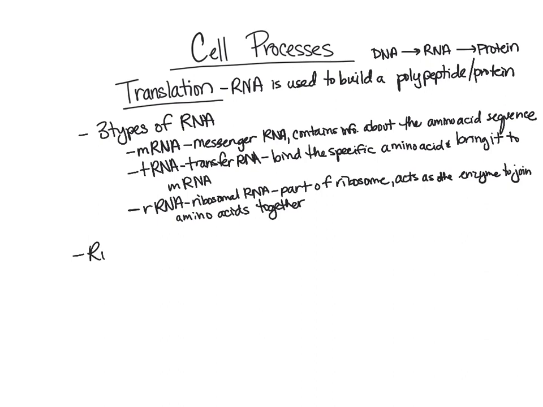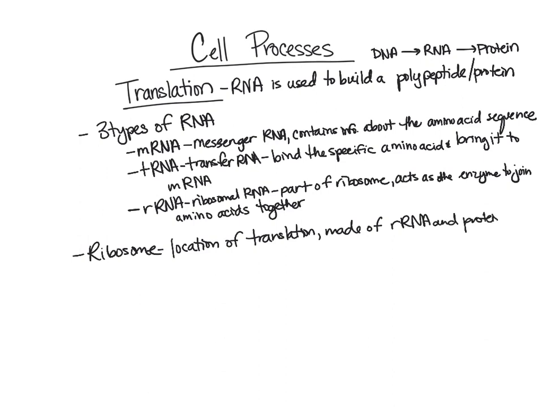So then we also need a ribosome. Remember, this is our location of translation. And again, it's made of rRNA, so you have to have that piece of rRNA in there, and proteins, the complex. We have to have 20 different amino acids available. And of course we need to have ATP because again we're building something. This is an anabolic process. We're going to be building this polypeptide chain, so individual amino acids are going to be attached to each other to build the polypeptide chain.